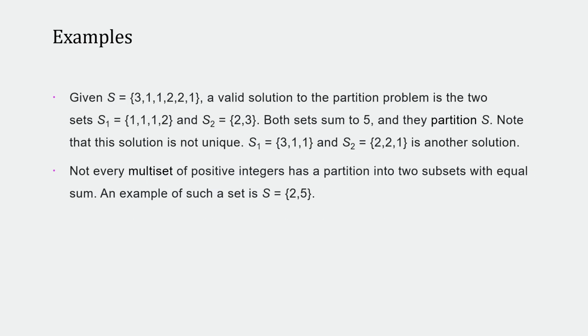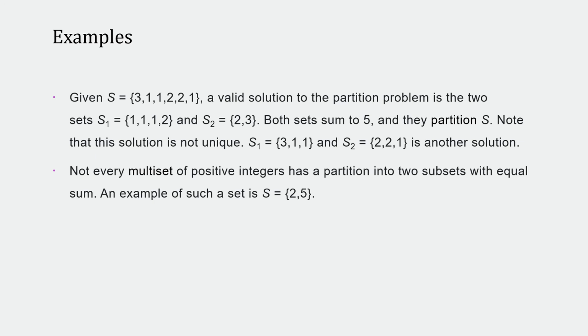Another example is given. S is equal to {3, 1, 1, 2, 2, 1}. A valid solution to the partition problem is two sets S1 and S2, S1 having 1, 1, 1, 2, and S2 having 2 and 3. Both sets sum to 5, and they partition S. Note that this solution is not unique. The solution might vary for different subsets, like S1 equal to {3, 1, 1} and S2 equal to {2, 2, 1} is another solution, as their sum is still 5.